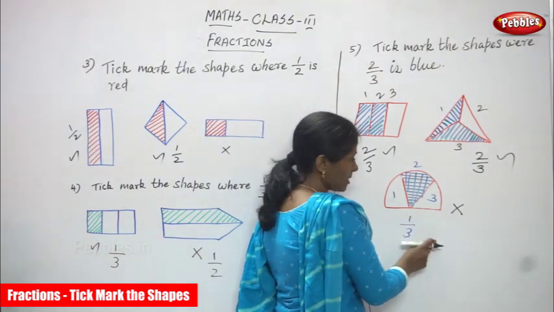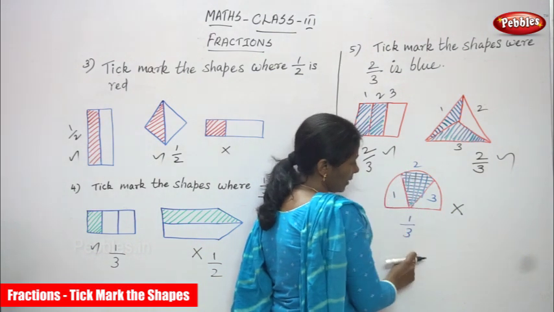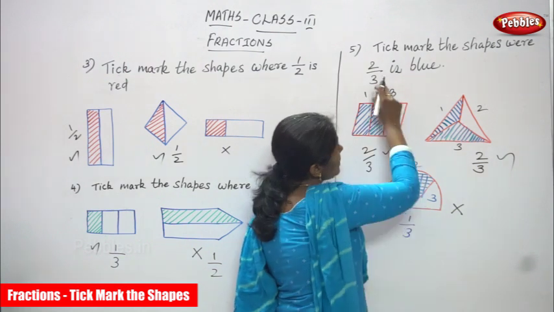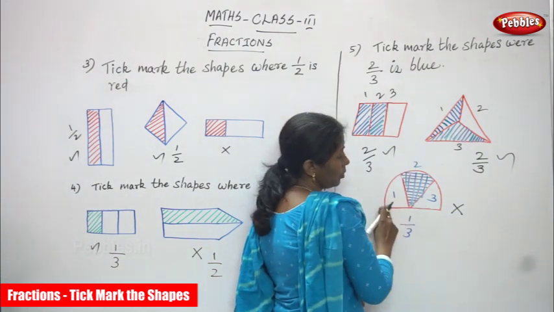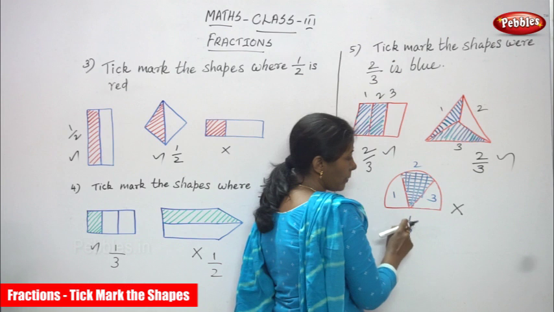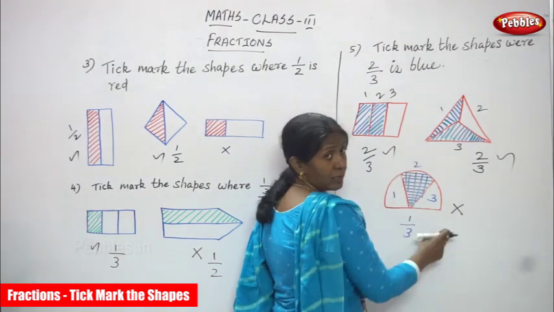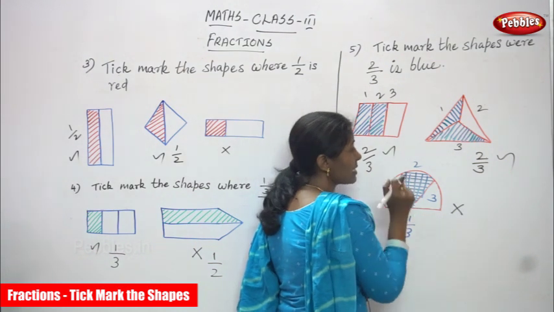I cut it into 3 parts, but I shaded only one portion in blue color. That is 1/3, the right answer, but they need 2/3 portion in blue color. But I shaded only one part, not 2 parts. So this does not come under this heading. That is why I put a wrong mark for this question.